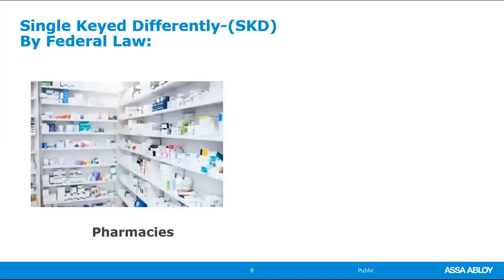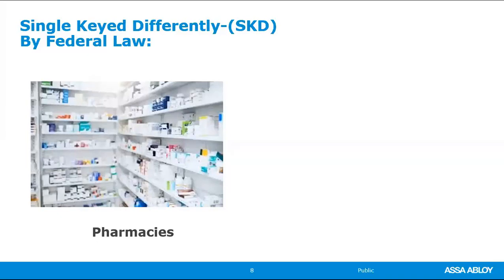The first one is a pharmacy. And by pharmacy, I don't mean just your neighborhood pharmacy. If you have an opening, a room in any commercial facility, school, university, or large office complex, and you're housing narcotics, I'm not talking about locking up aspirin or cholesterol medicine. We're talking about housing narcotics. That is considered a pharmacy room, and you have got to have that off the master key system by federal law.